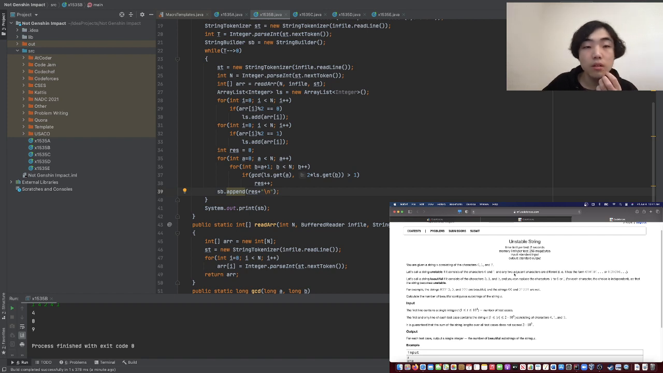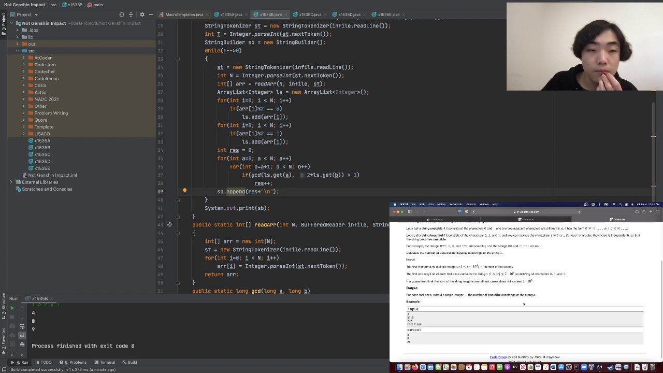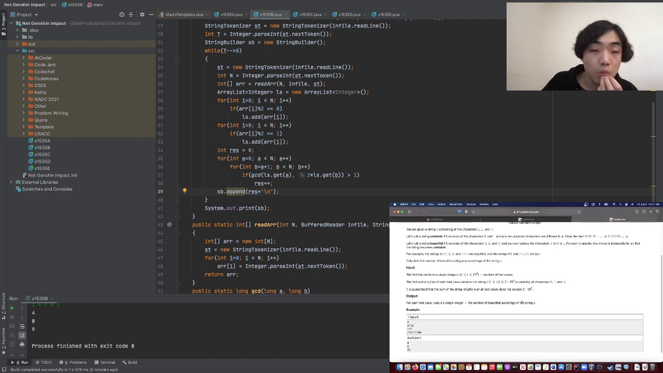It's called beautiful if it consists of the characters 0, 1, and 2. You replace the question marks with 0 or 1, because 0, 1, 0, 1, 0. 0, 1, 0, 1. Okay. The number of beautiful contiguous substrings of a string S.